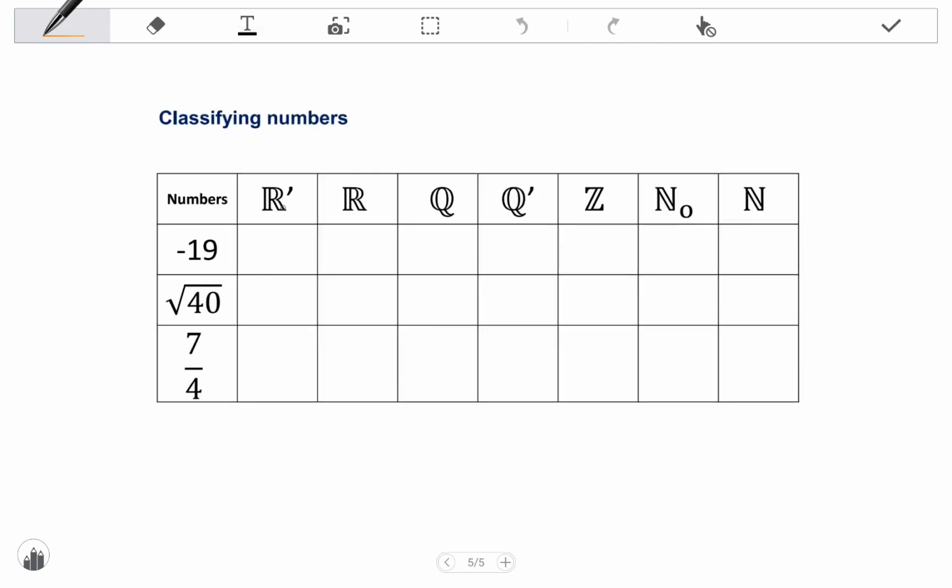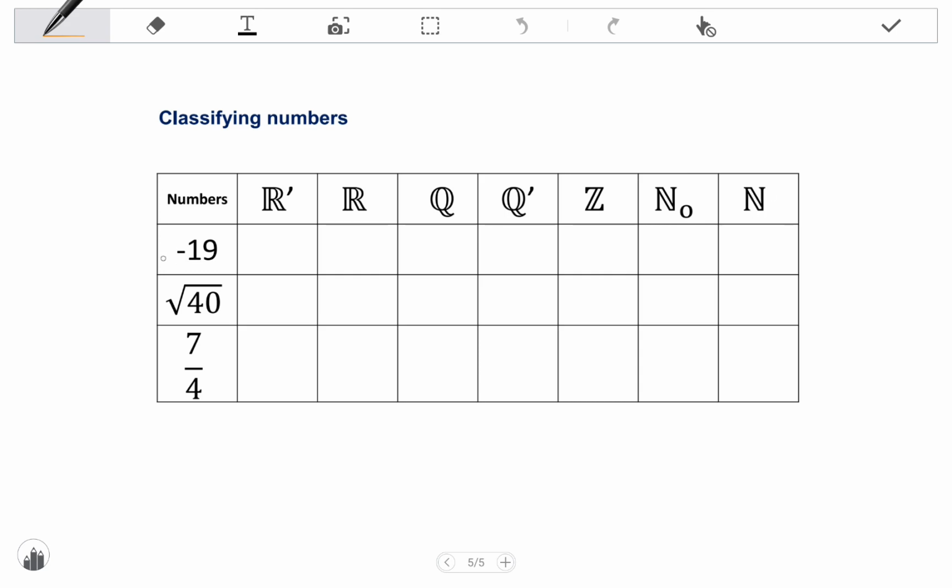Okay, and finally, you must be able to classify numbers. Okay, so let's do an example. You have done this before, but let's work through 3 examples. So, you first of all must recognize these symbols, okay? R naught is not real. R is real numbers. Q is rational. Q naught is irrational. Z is integers. N with the 0 are whole numbers, and N are natural numbers.